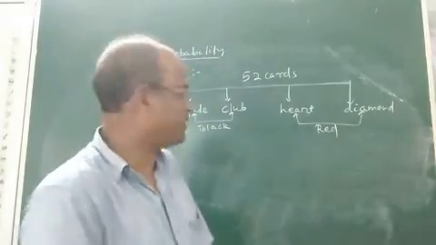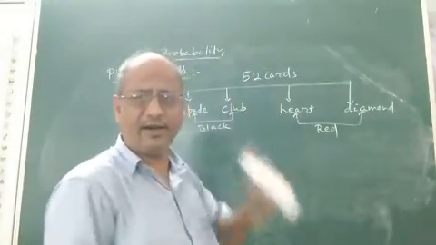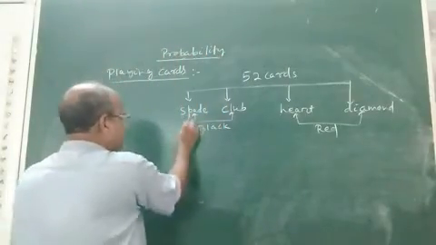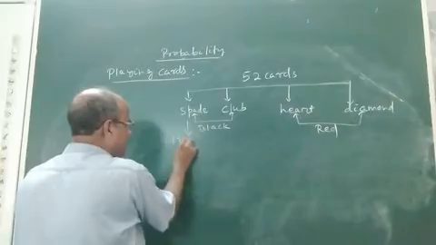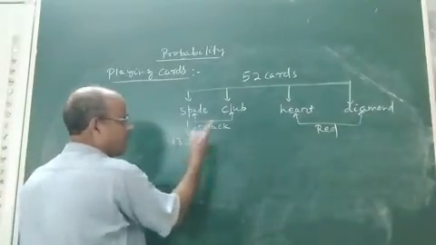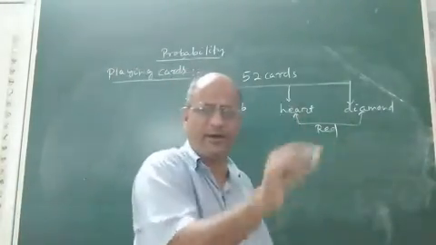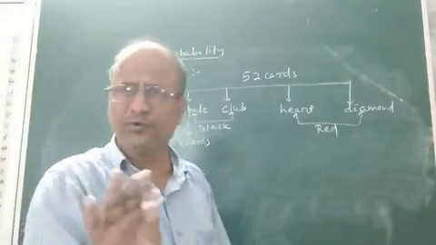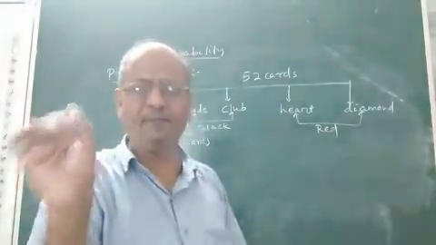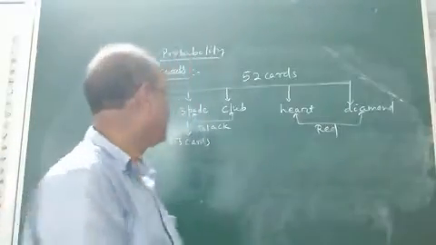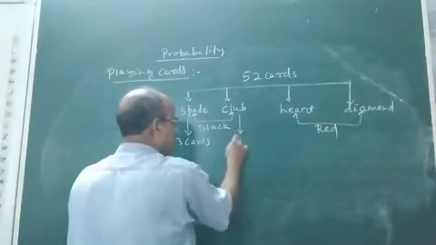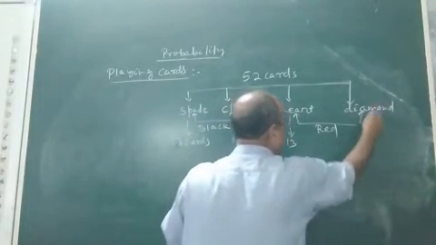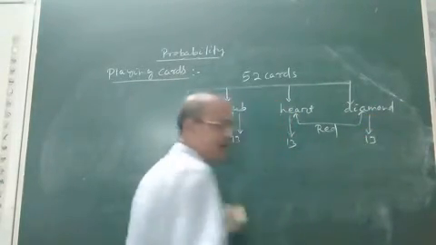Now, if there are 52 cards and they are divided into 4 suits, then each suit will contain, let us see, this spade will contain how many cards? 13 cards. Definitely, because the total number of cards is 52 and there are 4 suits, so each suit will contain 52 by 4, that is 13 cards. This club will contain 13 cards, heart will contain 13 cards and diamond will also contain 13 cards.